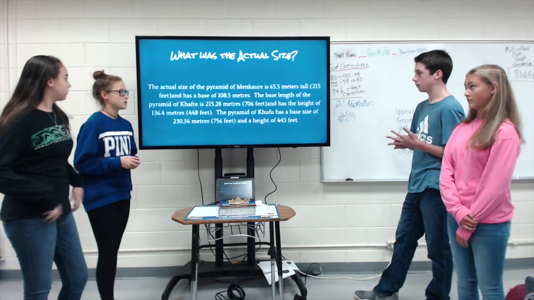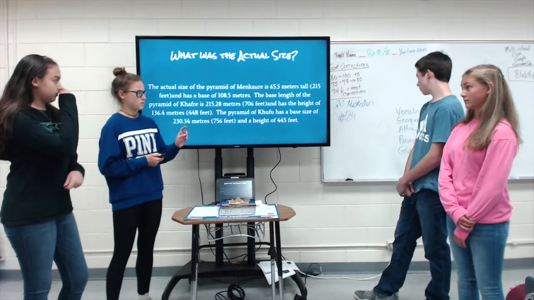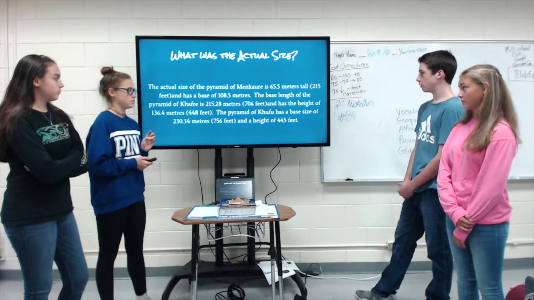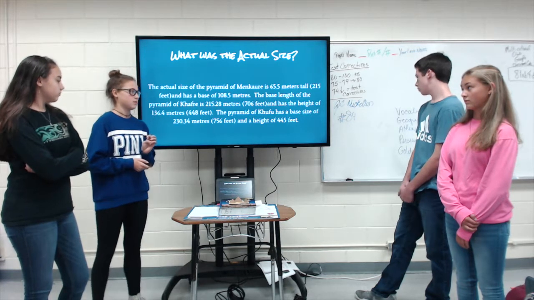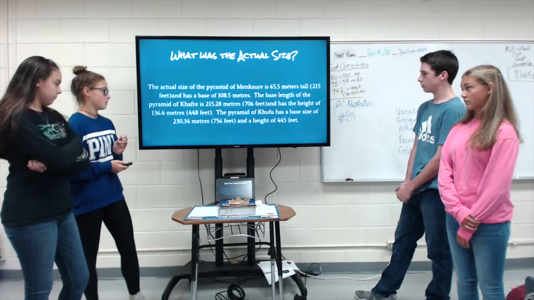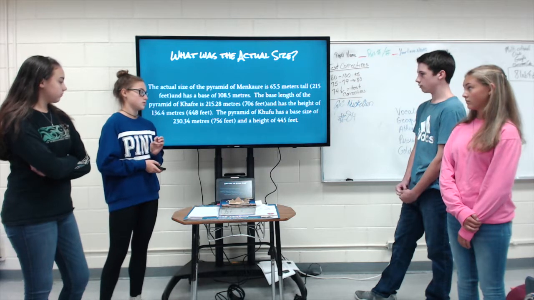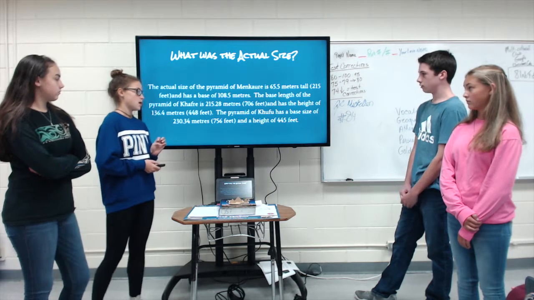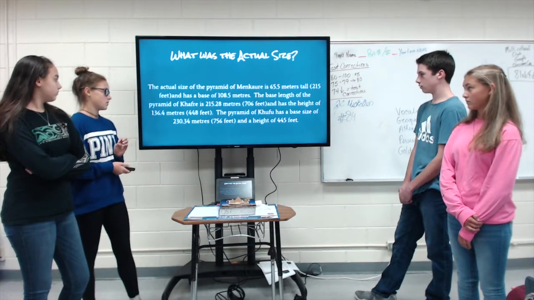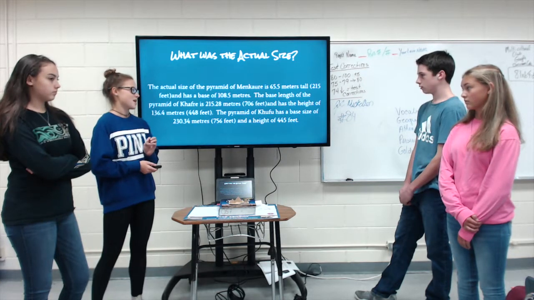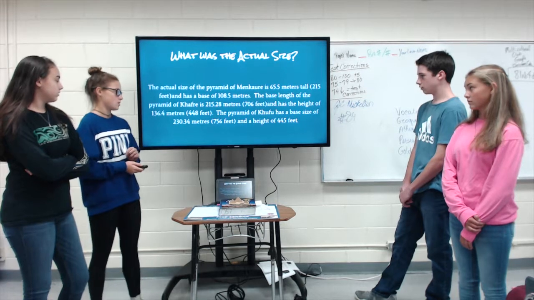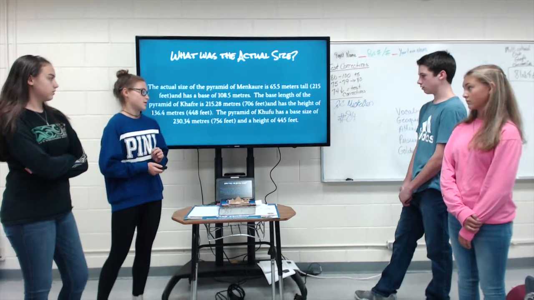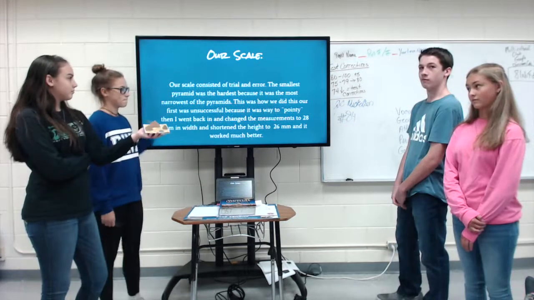The actual size of the Pyramid of Menkaure is 65.5 meters tall and has a base of 108.5 meters. The base length of the Pyramid of Khafre is 215.28 meters and has a height of 136.4 meters, and the Pyramid of Khufu has a base side of 230.34 meters and a height of 445.